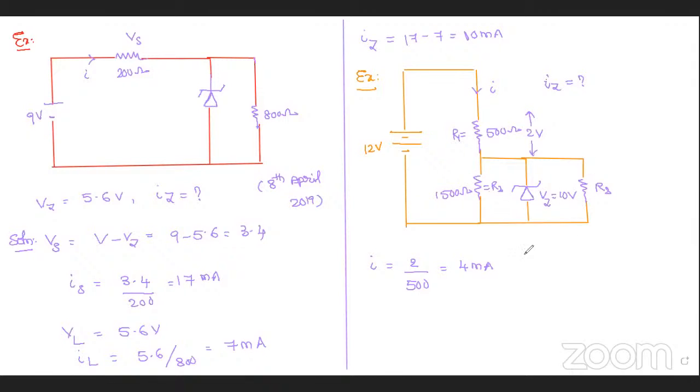And RL, these two are in parallel. So RL will be 1500 and 1500 parallel means 1500 by 2, 750. Very good. 1 by 75. IL. Sir, if it is ideal, that much not necessary. What?